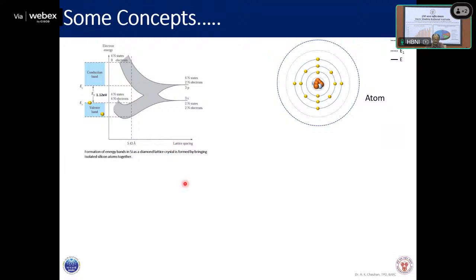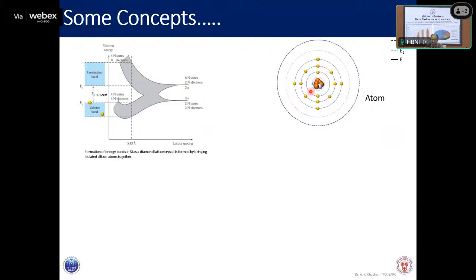Today we have already lost some time because of the internet connectivity issue, so I will not go into much detail into this, but very quickly I will once again brief the difference between what an atom is and how it behaves when it is inside the crystal.